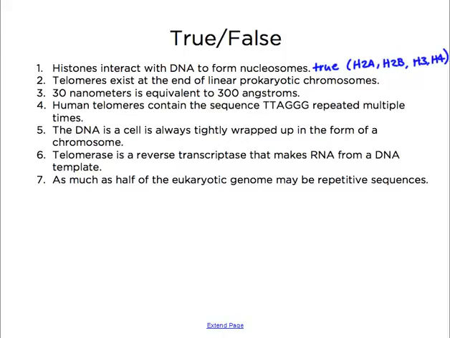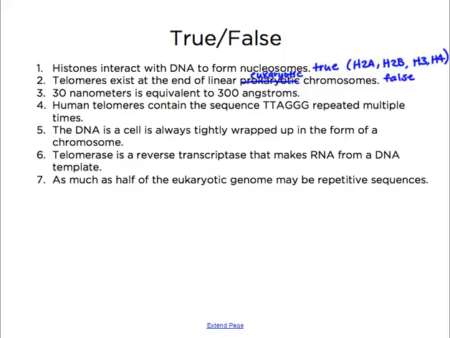2. Telomeres exist at the end of linear prokaryotic chromosome. So this is false because it says prokaryotic, and really it is eukaryotic. So the eukaryotes are the ones that have that end replication problem where you have a truncated 5' end that without telomerase, the enzyme that fixes this, eventually you would get a decrease in chromosome length every time you do cell division.